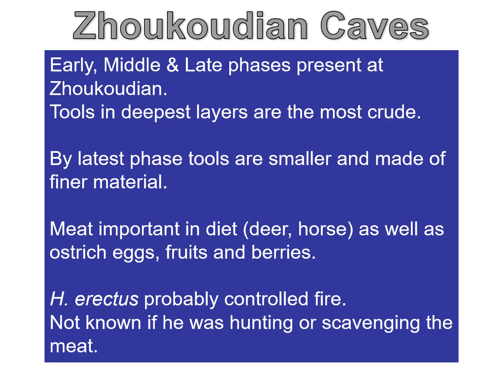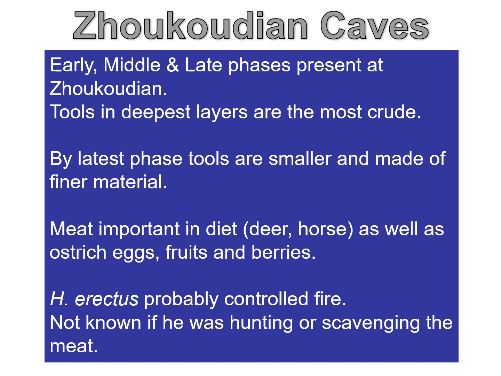So for the cave system itself, there's an early, middle, and late phase present. The tools that we find in the deepest layers are the most crude, but by the latest phase, the tools are much smaller, made of finer material. So we can actually see technological development occurring at this specific site over the course of its occupation history.